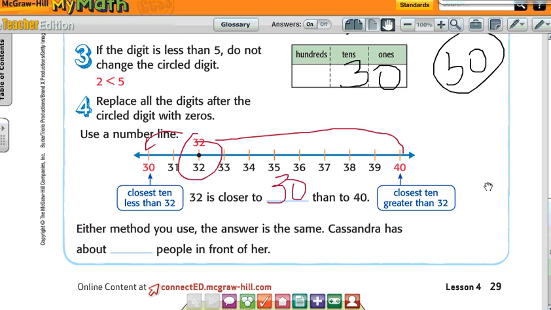Okay, either method you use, the answer is the same. Cassandra has about how many people in front of her? About how many? 30.